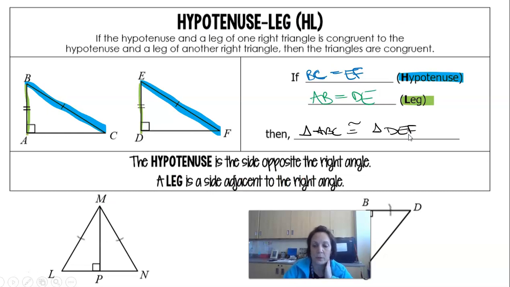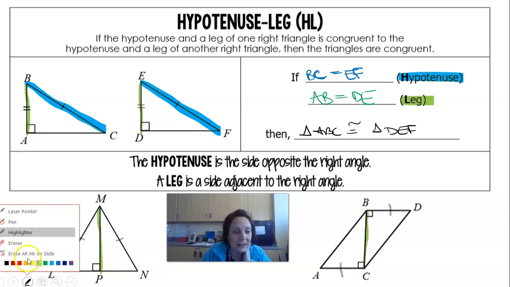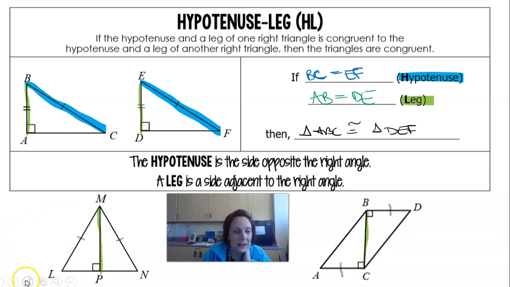Okay, so I want to show you two images down here, two pairs. One of these is hypotenuse leg, the other one isn't. Let's check out why. In both of them I have a shared side, right? Shared sides are awesome, right? In both of these, that shared side happens to be a leg of the triangle.